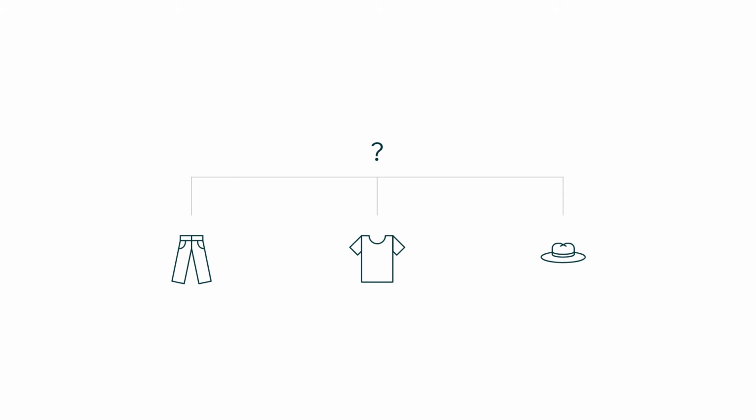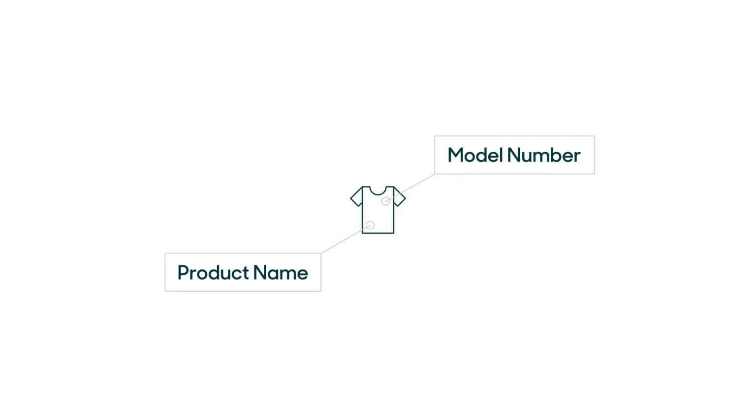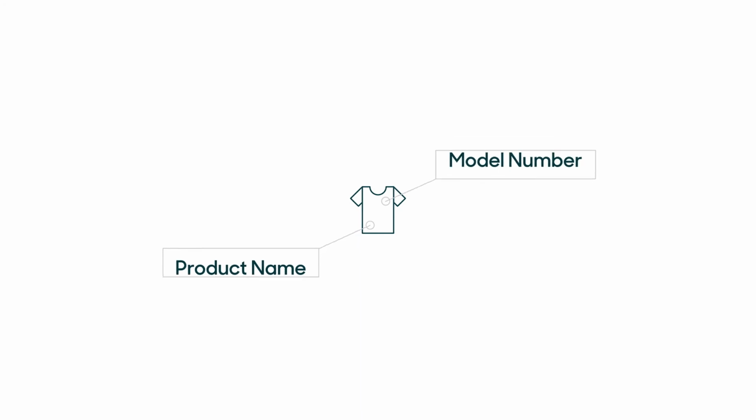For example, if a customer has a technical question about a product, you need the product name and its model number. But if they have a question about a charge on their latest bill, it can only be investigated once you know the date of the charge and the amount.